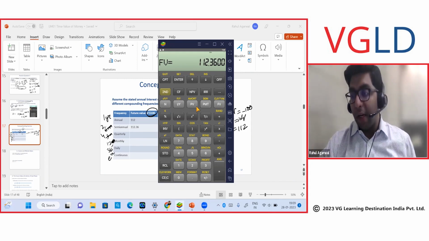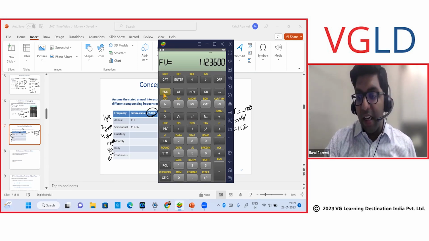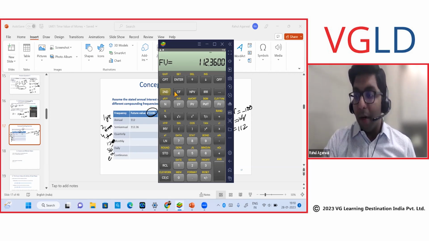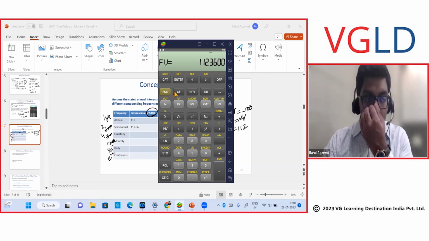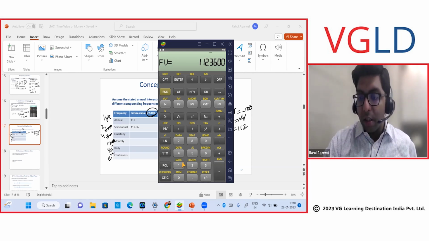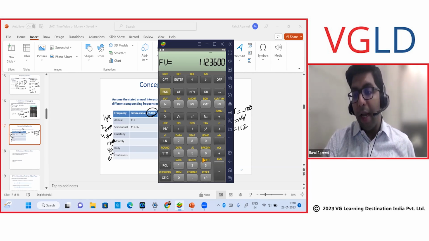See, I did not clear the calculator. I did not press second clear TVM. I just pressed clear work, to remove whatever was in front of me. So if you don't press second clear TVM, the calculator remembers all the past calculations. So I just re-entered the N and I/Y and I got the result.